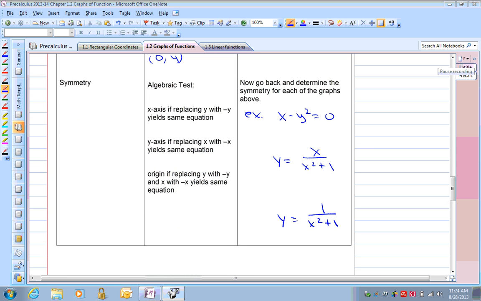Okay, let's talk a little bit about symmetry. Now this is a new concept, algebraic symmetry, determining. Now, the fact that a graph is symmetric, that is not new to you. You are familiar with that. I'm going to go over a few examples.